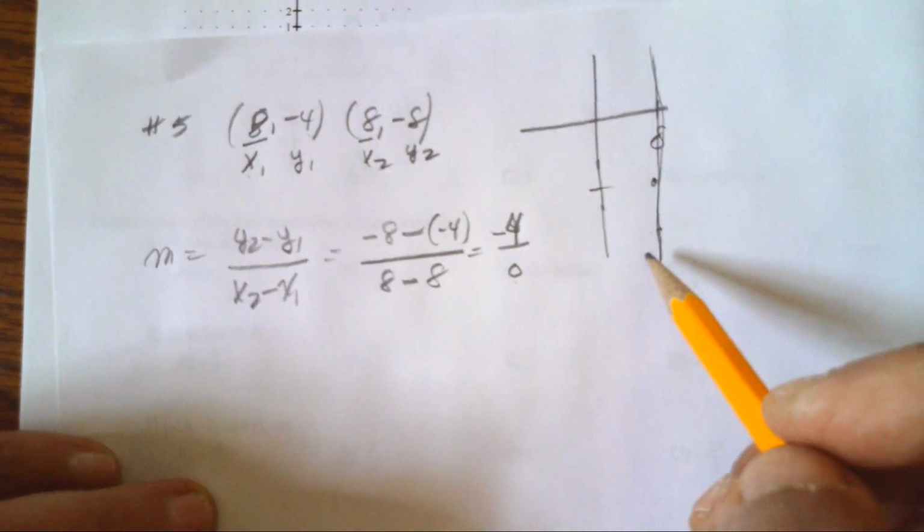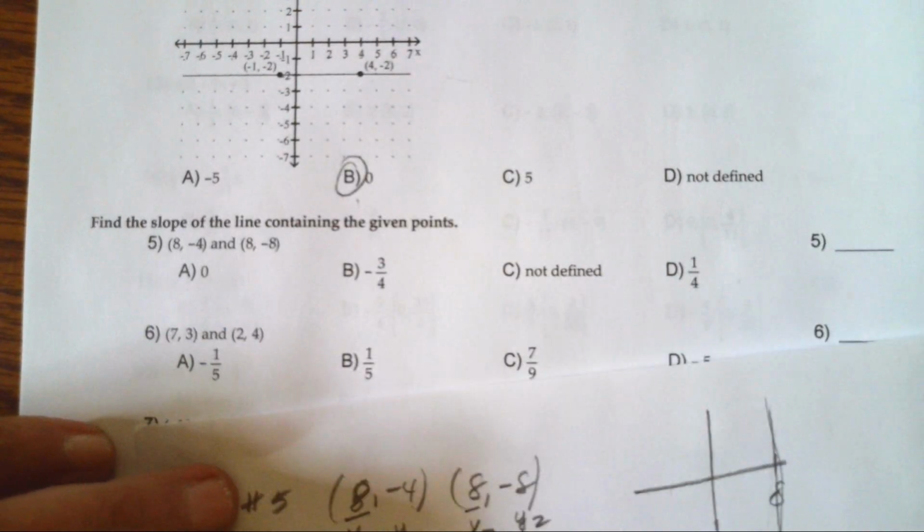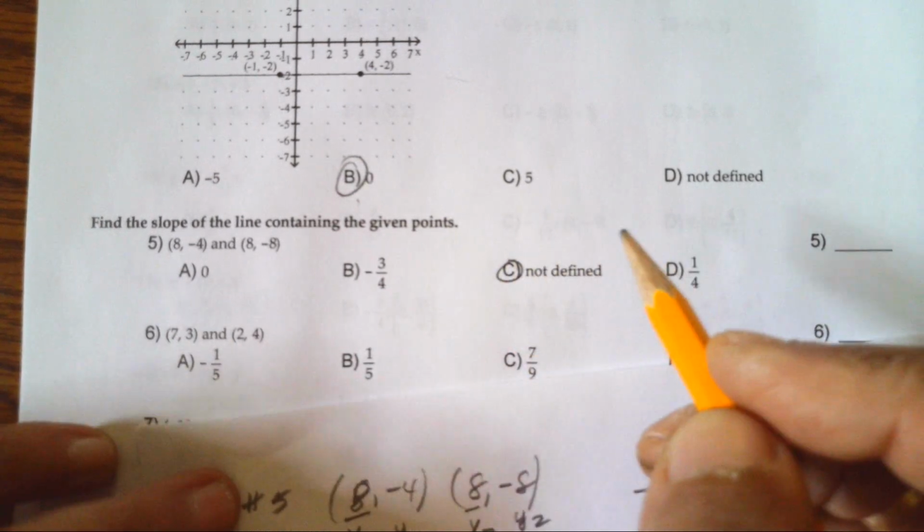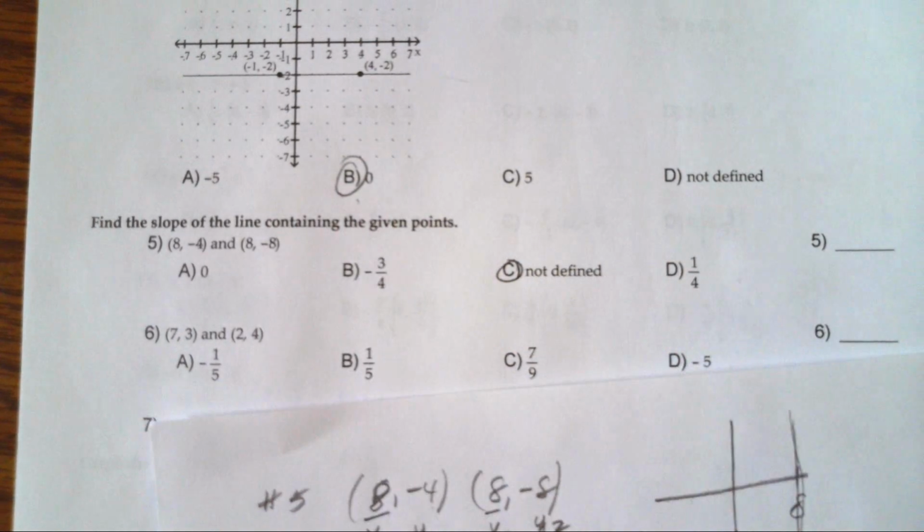Here again, you knew it's a vertical line by plotting those points. So vertical line, slope is undefined for number 5.